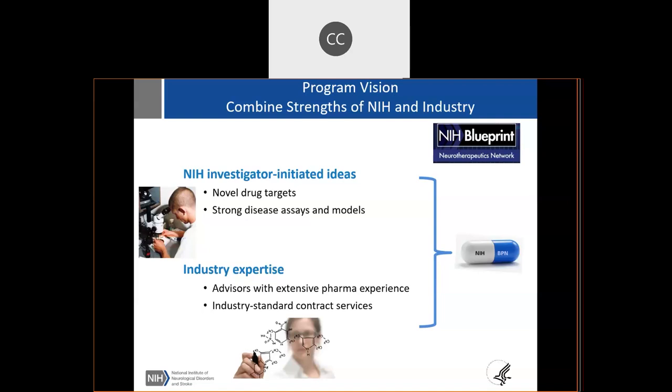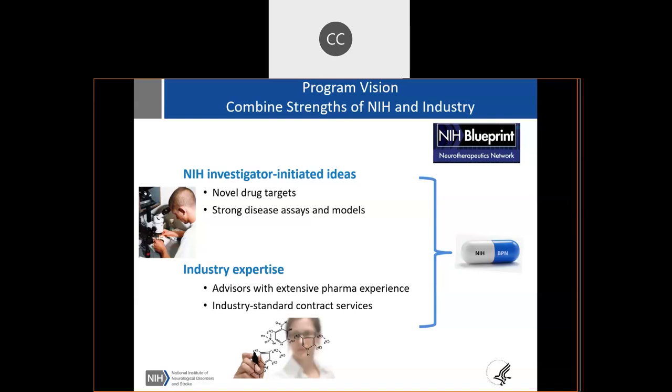The program itself combines the strengths of NIH and industry together. So, it's you all as NIH investigators and your ideas for novel drugs and drug targets, for developing strong assays and models and chemical starting points, combined with industry expertise through a network of subject matter expert consultants that NIH has hired to help you on these project teams once we get going, as well as contract services through our CROs that we have available.